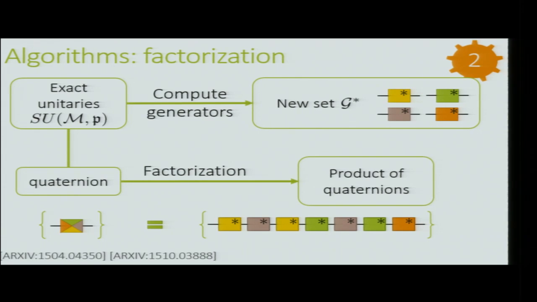Sorry, what is G star? It's a new gate set, a new generating set. This group SU2(M,P) is finitely generated, and this is the new set that generates it. We have an algorithm that computes G star, a set of generators of SU2(M,P), given M and P. Yes, for this special case.